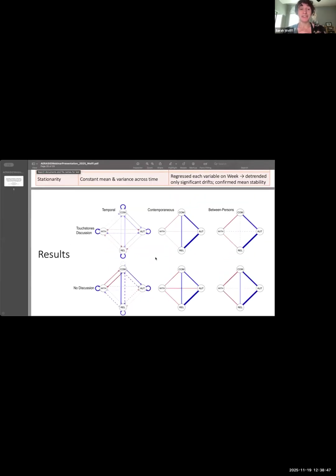Which we found super interesting. And the contemporaneous and between person networks, you can notice they look fairly similar, and there was nothing too concerning or strange, or too wildly different. So what this is really telling us is that by focusing on parsing out the multi-level structure, we're parsing out that between person variance, and that allows these temporal differences to emerge.